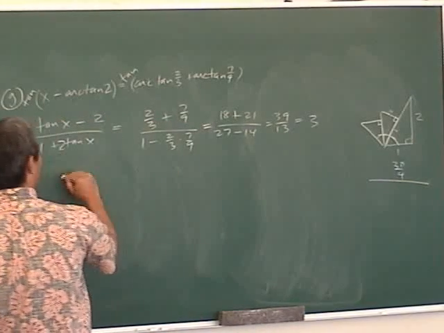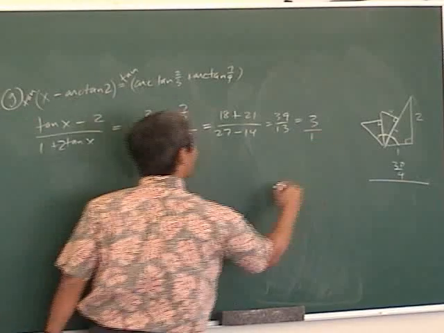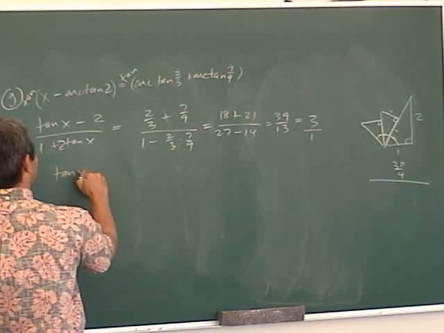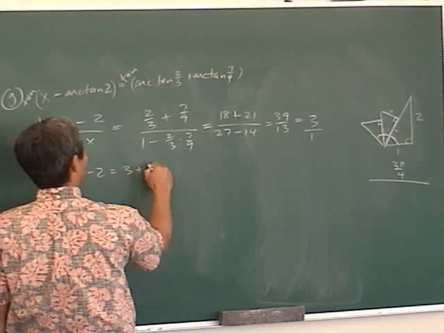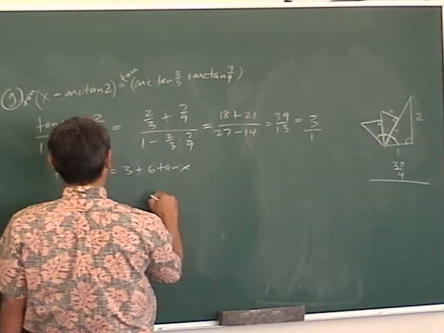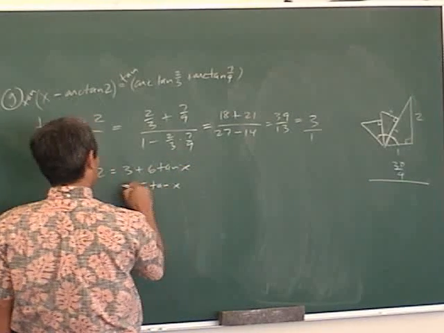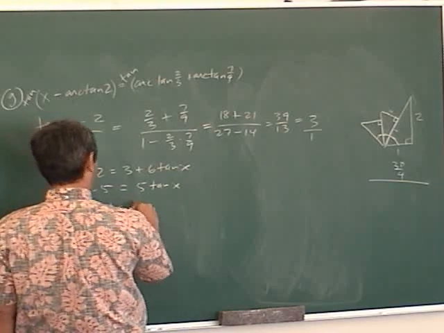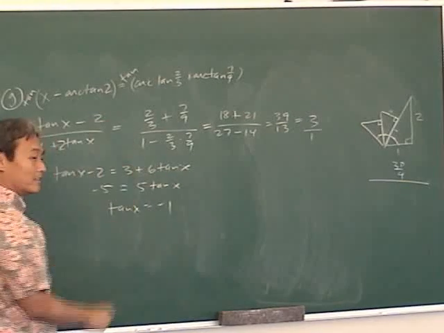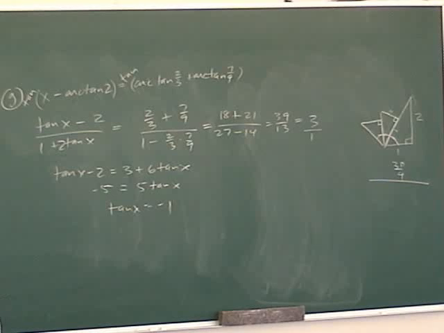Okay, now cross multiply. This is like 3/1, right? So tan x minus 2 is equal to 3 plus 6 tan x. 5 tan x equal -5. Tan x equal -1. See? 3π/4 was correct. What if on the test, Mr. Park, I just draw it and I put that with no work? I would give you 2 out of 8, because you got the correct answer.